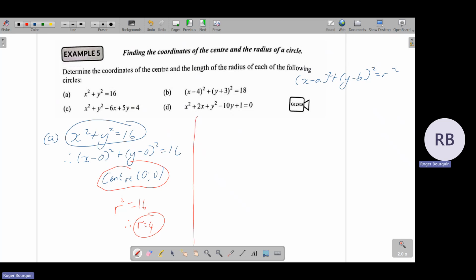Let's go to B. What does the question say? Tell me the question. The coordinates of the center and the length of the radius. We did that. The center was 0, 0 and the radius was 4.